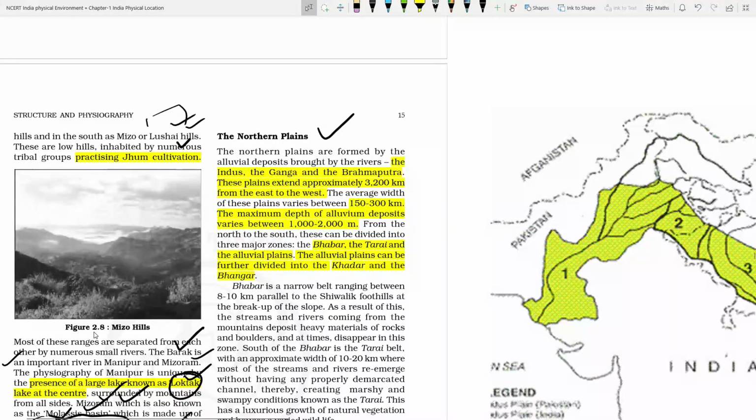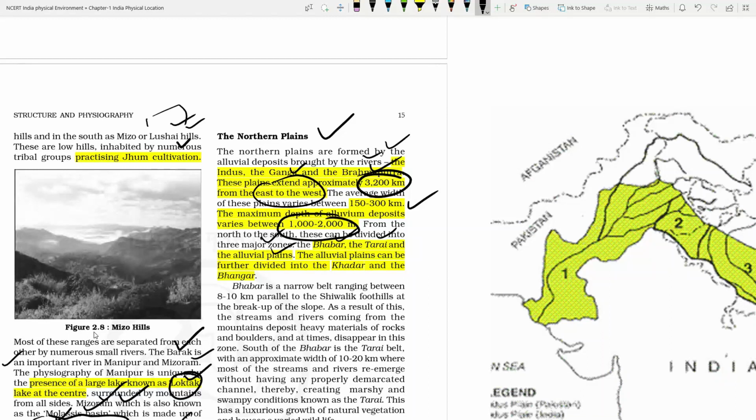Northern plains are formed by the alluvial deposits of the rivers, and which rivers are these? Ganga and Brahmaputra. Roughly 3200 kilometers of extension is there from east to west. Northern plains are known for their geosyncline, we can say, where the depositions are there. The width varies from 150 to 300 kilometers, and the depth is 1 kilometer to 2 kilometers. We have already known. It is categorized under three major zones, that is Bhabar, Tarai region and alluvial region.